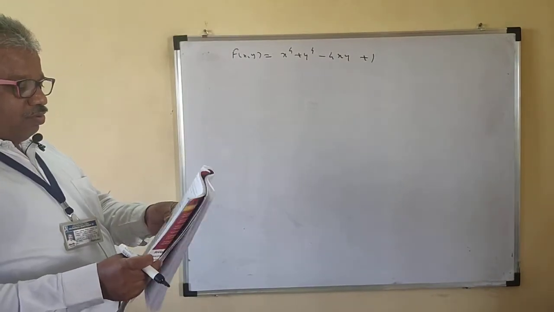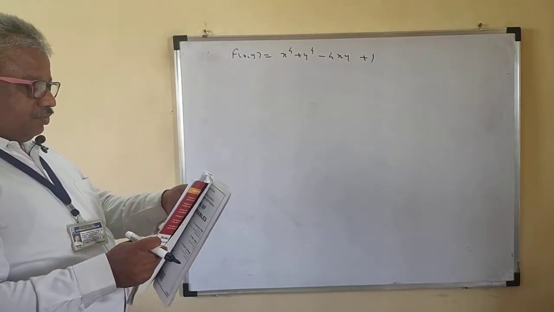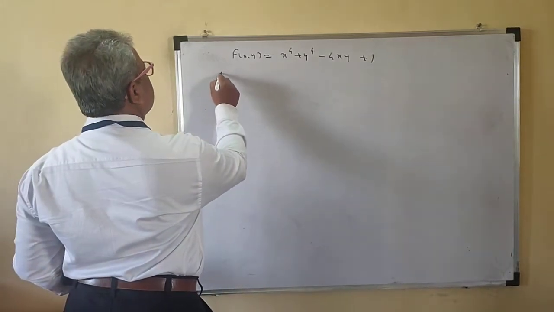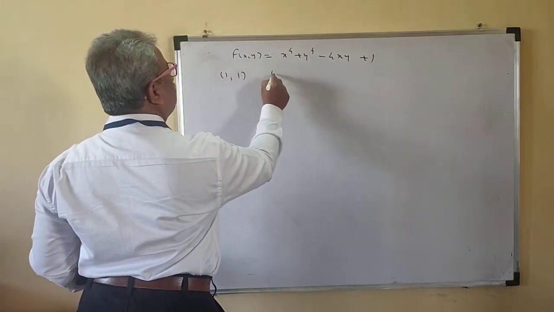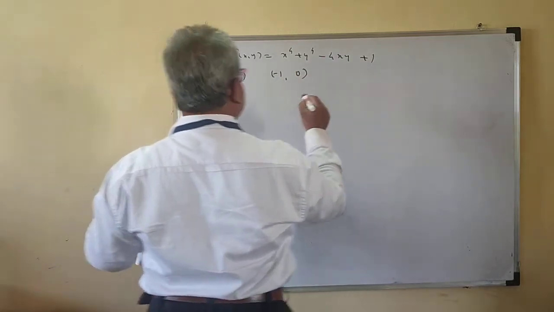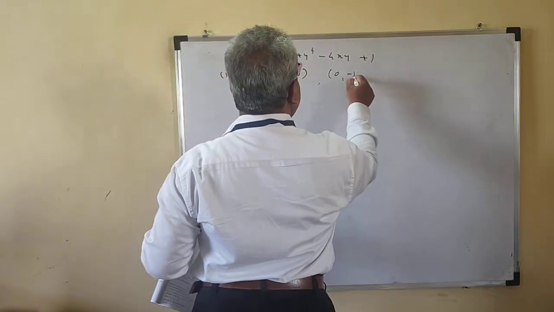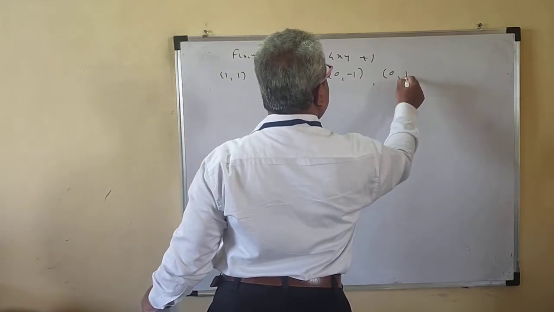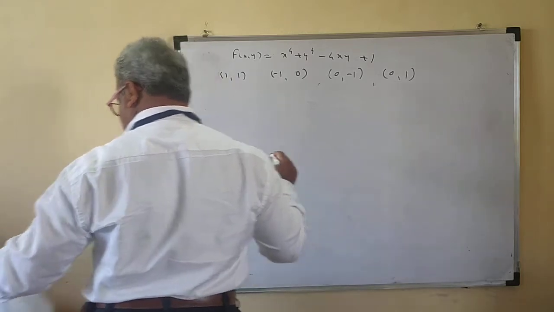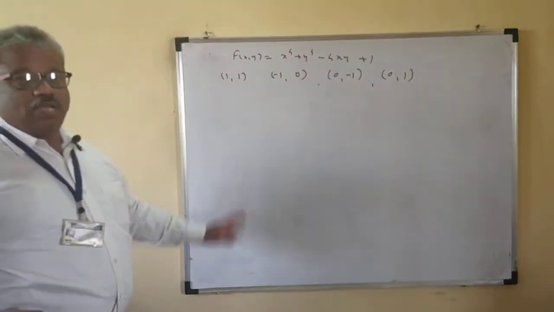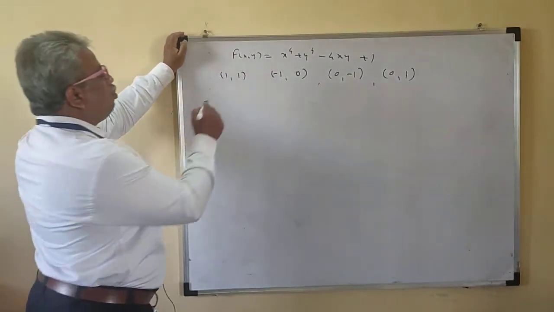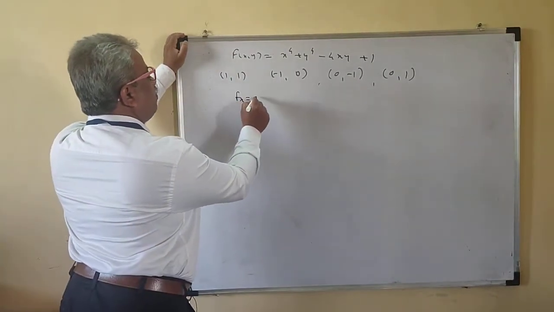They will ask you which of the following are the critical points. The options given are (1, 1), (-1, 0), (-1, 0), (0, -1), (0, 1), suppose (0, 1). Okay. Which one is the critical point? Okay, so what you have to do? You have to find fx. What is fx?